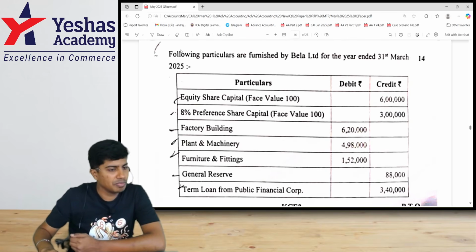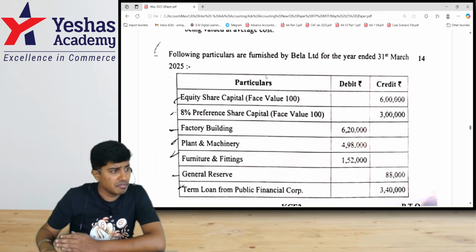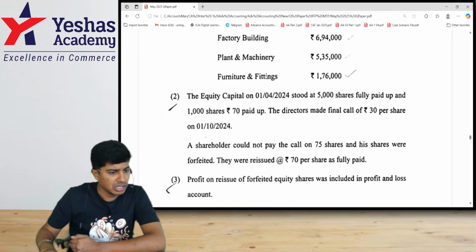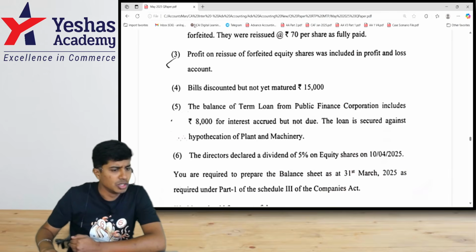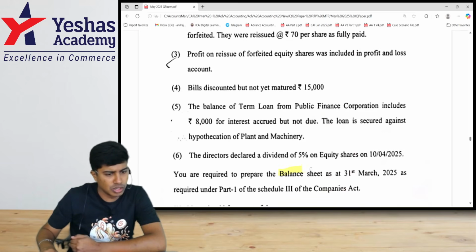The question goes this way. Following particulars are furnished by Bella Limited for the year ended 31st of March 2025. Don't touch the trial balance. First see the adjustments. What adjustments are there, and also see what they have asked in the question. Last line of the question: you are required to prepare balance sheet as on 31st of March 2025.